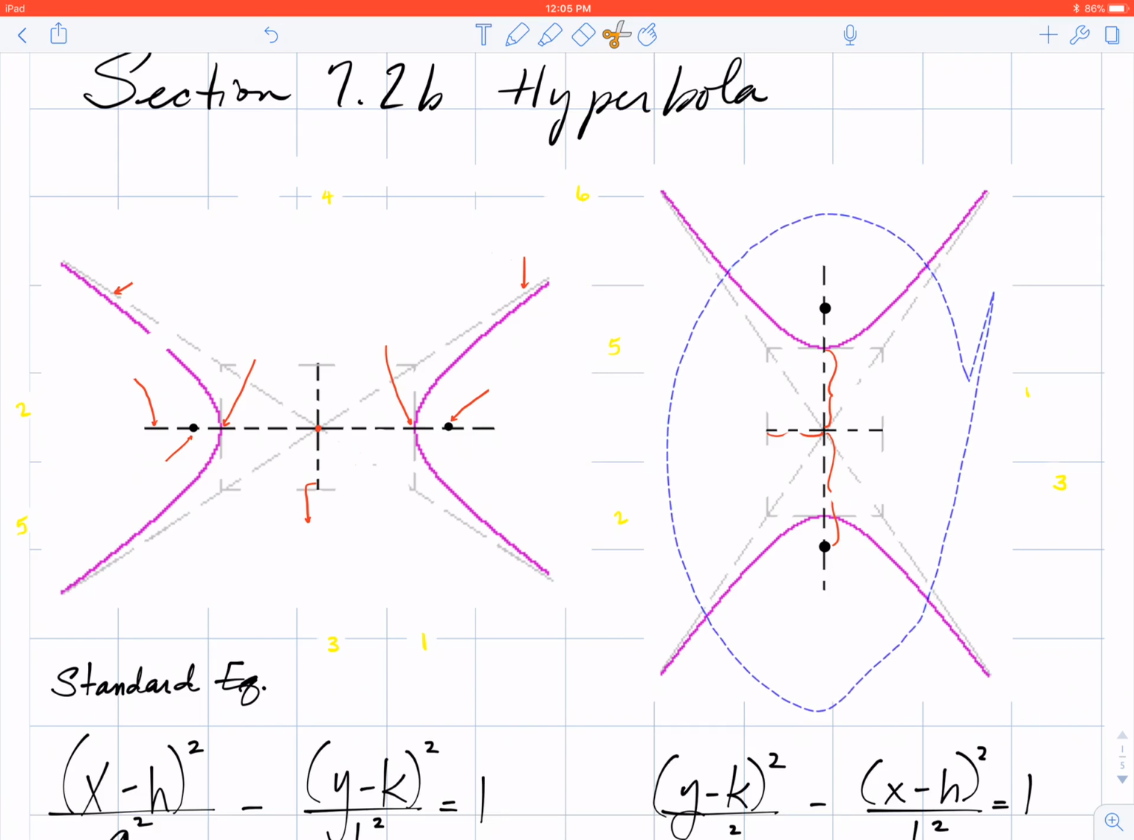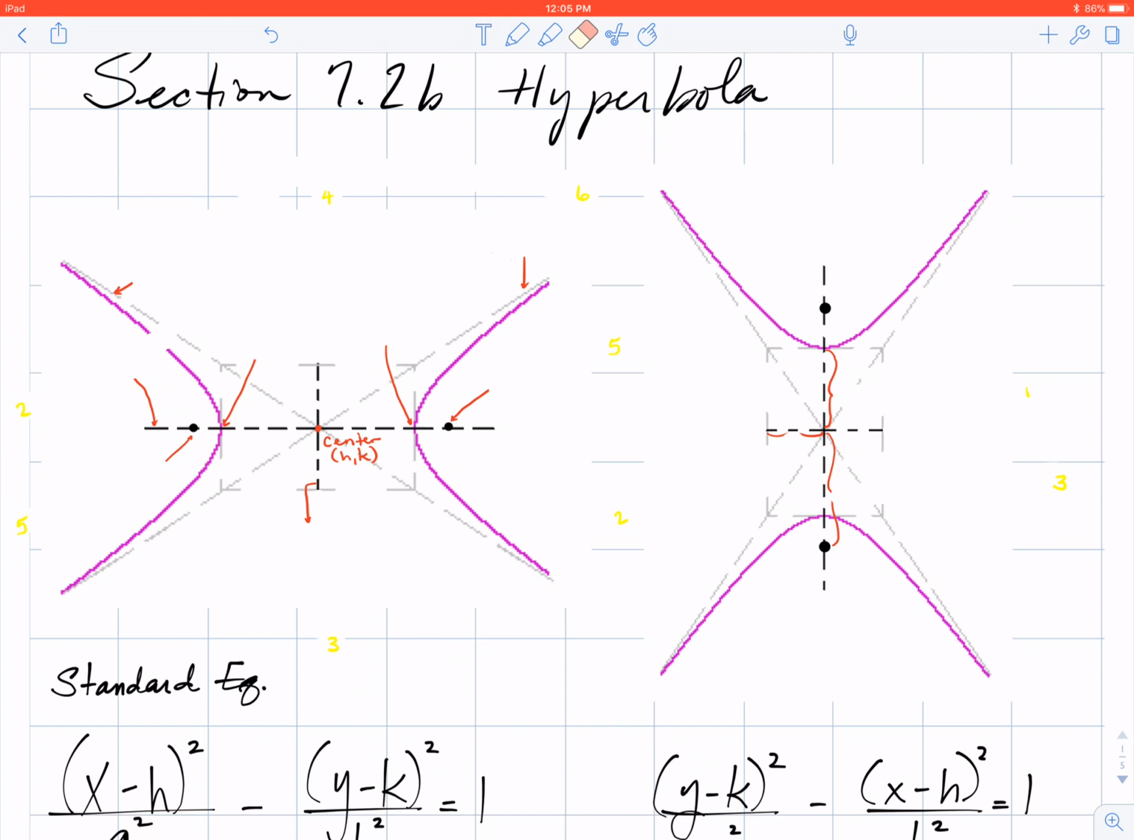So let's go ahead and start naming some of the pieces of the hyperbola. A lot of these are going to be familiar since you have already done these in several of your other conic sections. The first thing to note is that my hyperbola has a center, and we call that center (h, k). Not a big surprise there.